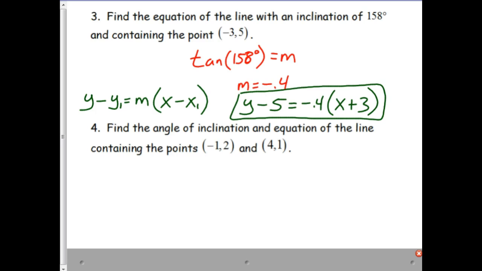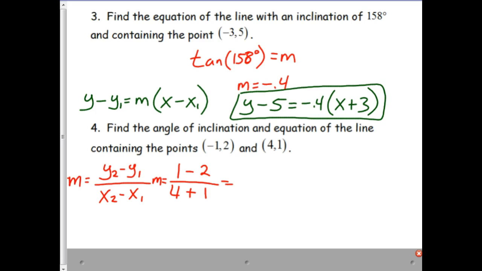Now remember, slope is y2 minus y1 over x2 minus x1. Okay? So when we plug in, we're going to say 1 minus 2 over 4 plus 1, right? Which ends up being, okay, this is m, by the way. What does that end up being? Negative 1 over 5. Okay, so there's a slope.